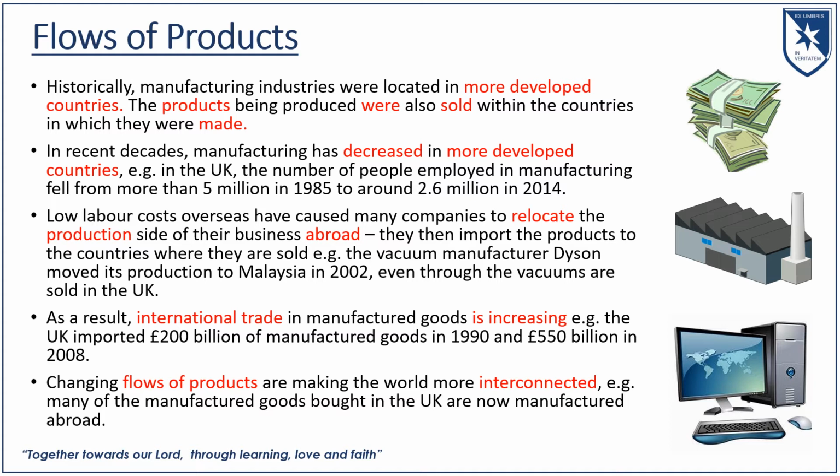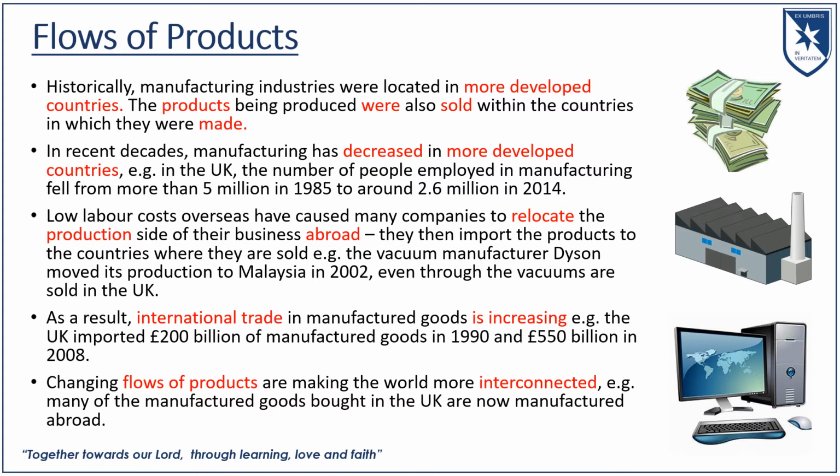One of the main reasons for this is low labour costs overseas. This has caused many companies to relocate the production side of their business abroad. Products are then imported into the countries where they are sold. An example is the vacuum manufacturer Dyson. They moved their production to Malaysia in 2002, even though the vacuums are generally sold in the UK.